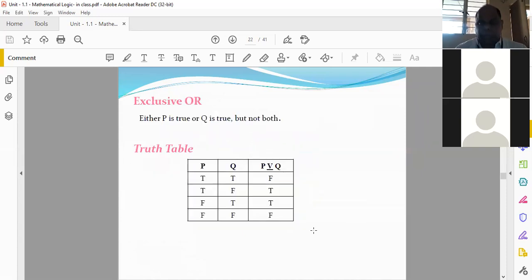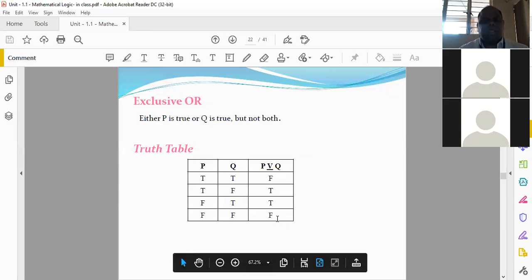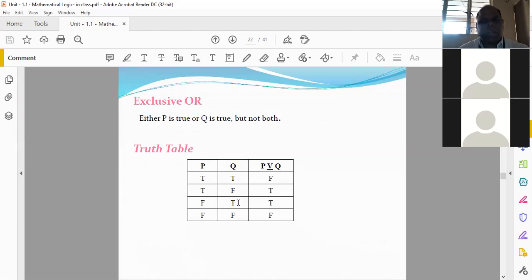Now we are moving to one more concept, that is exclusive OR. They have not asked this question for the last 2 to 3 years, but we want to know what an exclusive OR is. Either P is true or Q is true, but not both. Then the compound statement is true. Otherwise, it is false. But not both. Everyone observe: but not both.